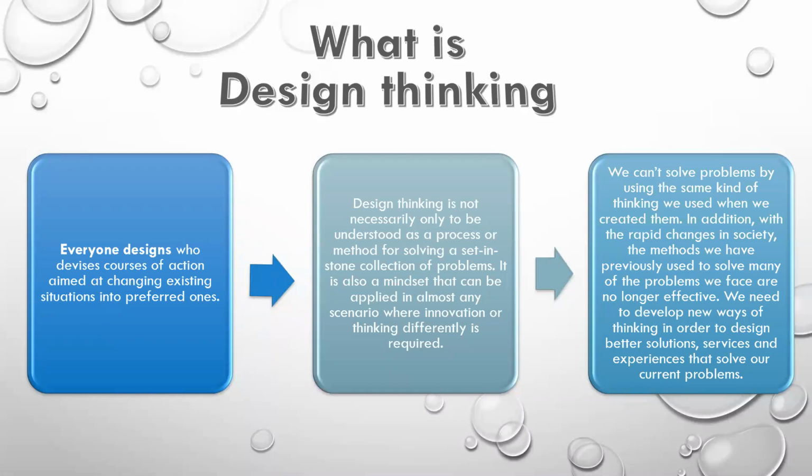So the first line we can see is that everyone designs who devises courses of action aimed at changing existing situations into preferred ones. What does this mean? Design thinking doesn't mean that you should be a good designer, or have a degree or some formal knowledge of design. It does not require that. Every person who thinks, okay, I have a particular idea, I can define a course of action for a situation which is not very good for the existing users, and by using our idea we can change it into the preferred one, meaning the desirable situation. That flow of changing from the existing one to the new one is called designing. Now, design thinking is not necessarily to be understood as a process or a method for solving a set or collection of problems.